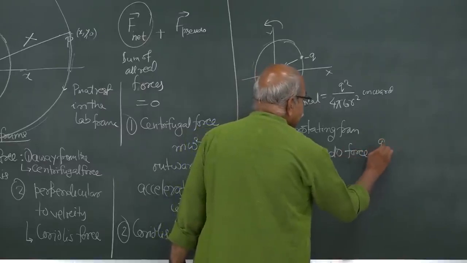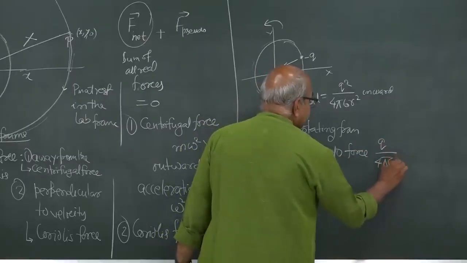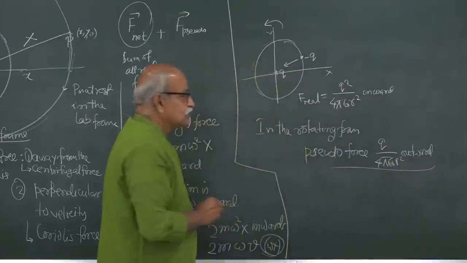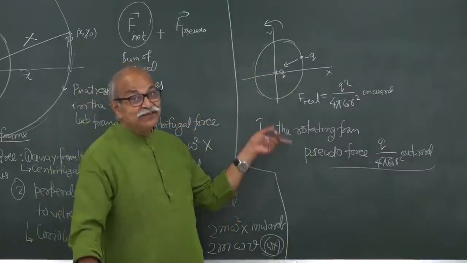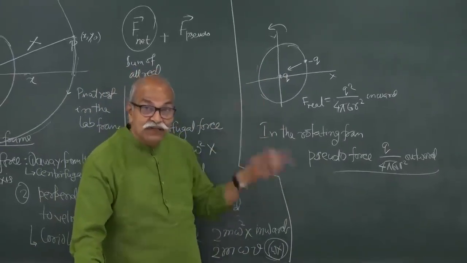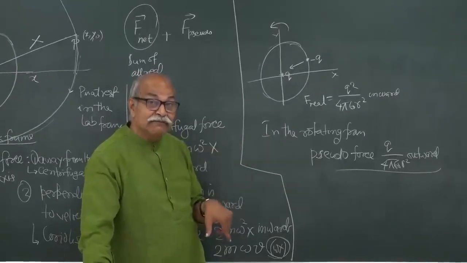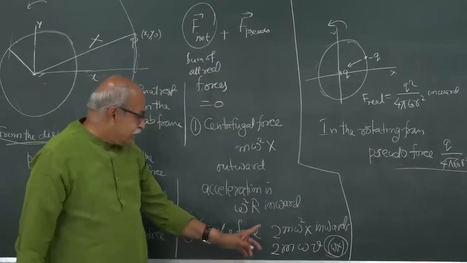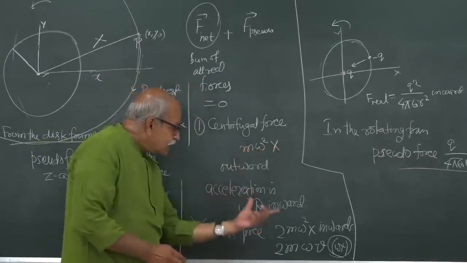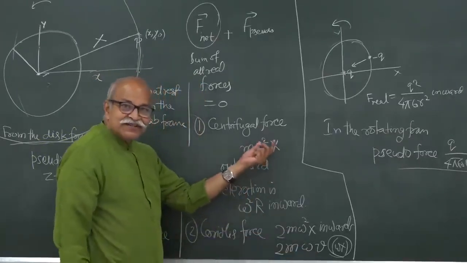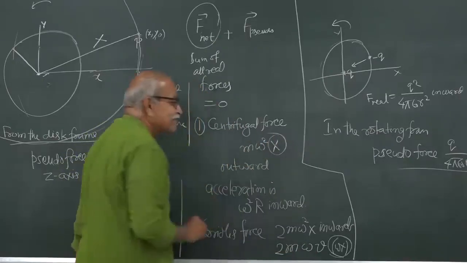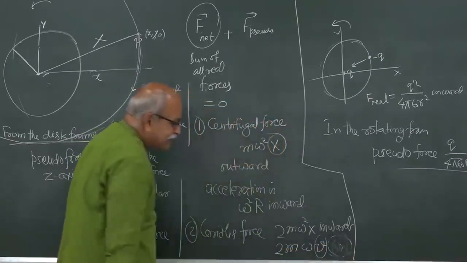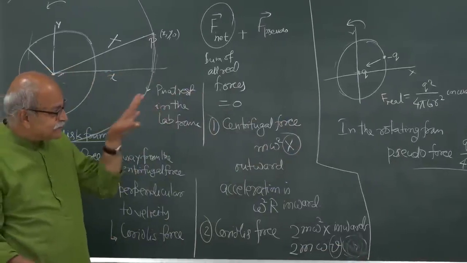is just q square by 4 pi epsilon naught r square outward, and that is a centrifugal force. That is centrifugal. I do not need Coriolis force. Coriolis force depends on the velocity. If there is no velocity of the particle in my rotating frame, I do not need Coriolis force. So here I will not write this as omega times v. Centrifugal force depends on the position, and the Coriolis force depends on the speed, on the velocity, direction and magnitude of the velocity. So this difference one should take care.